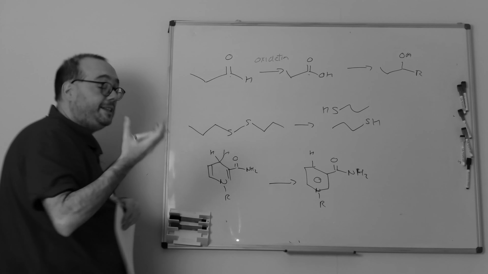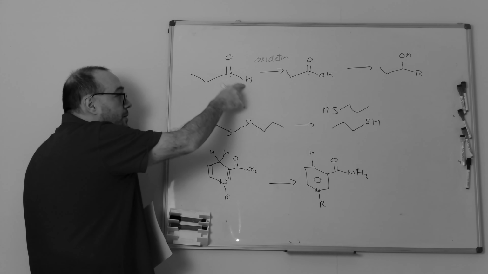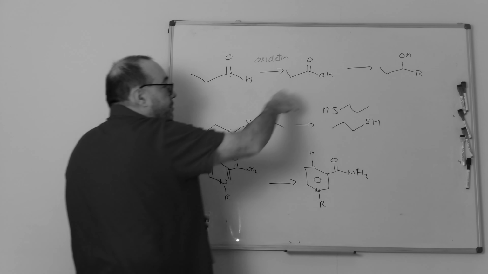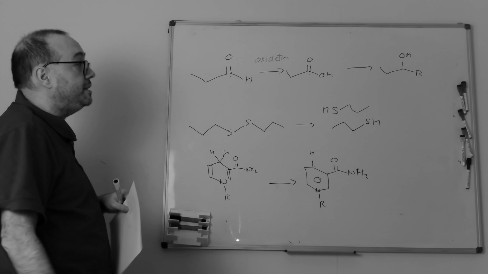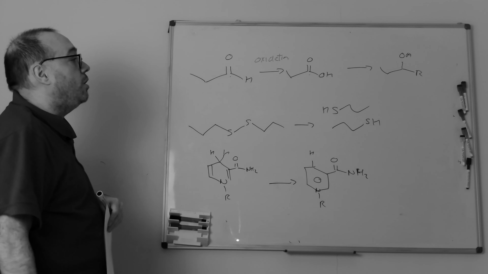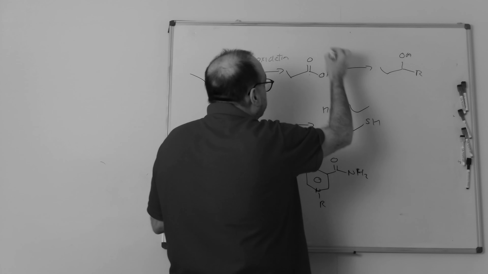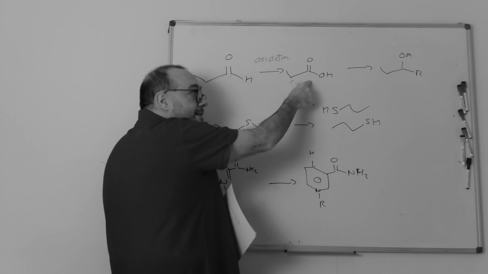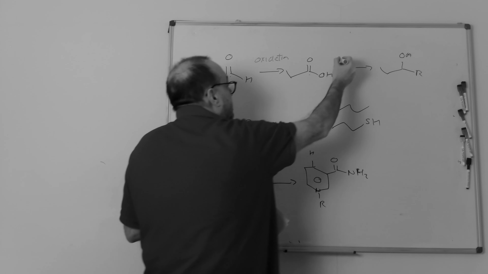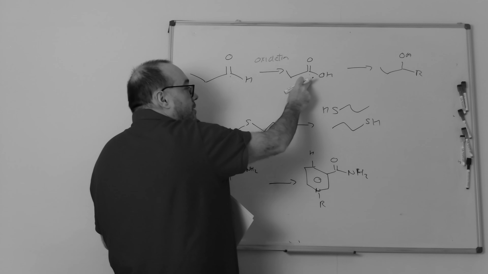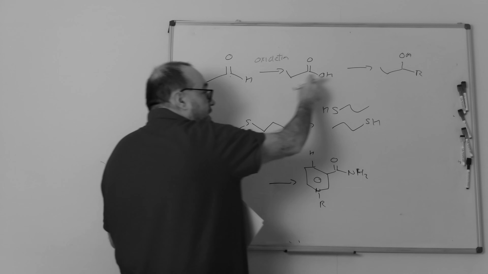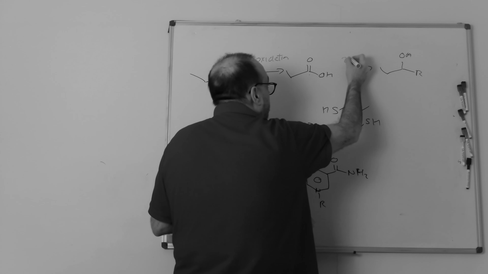We can also say that here we have a carbon-hydrogen, and here we don't have any carbon-hydrogen. We decrease the number of carbon-hydrogens, which also indicates oxidation. Next, this is a carboxylic acid, and we are transforming it into an alcohol: oxidation state 3 to oxidation state 1. This is a reduction.